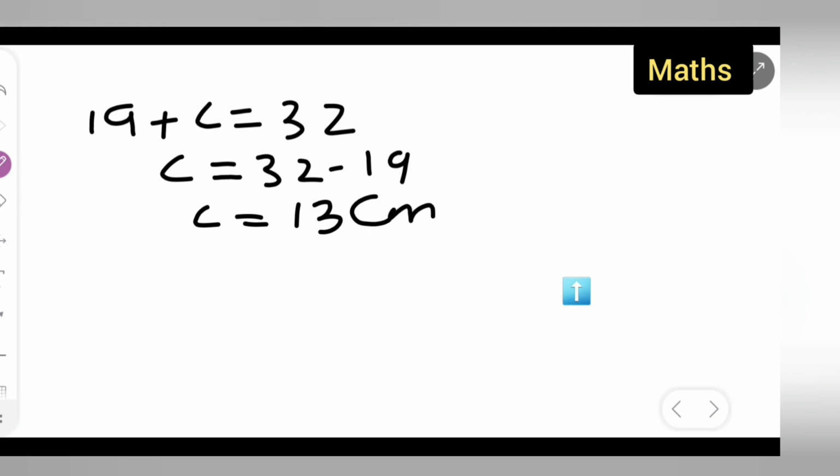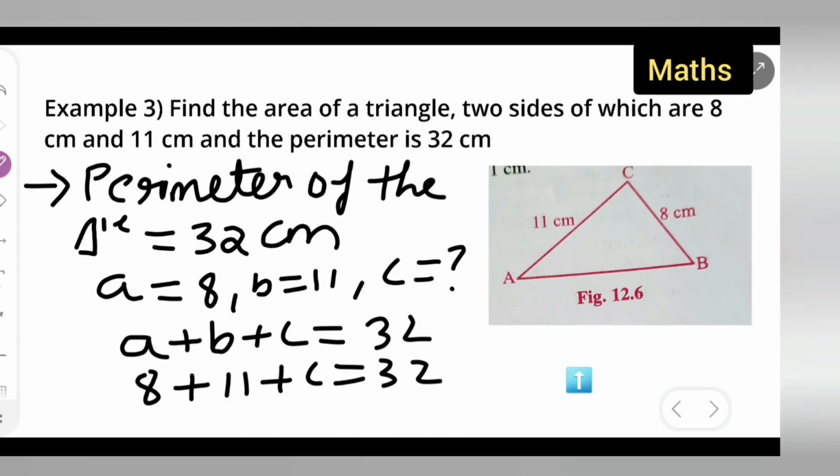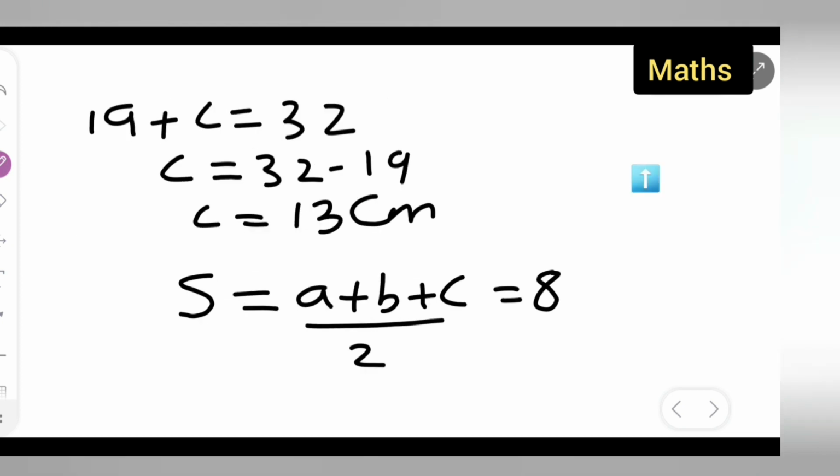Okay. Now since you all got the value of C, you all can find out S is equal to A plus B plus C upon 2. So basically what is your A plus B plus C? Your A was nothing but 8, B was 11, so 8 plus 11 plus 13 upon 2.